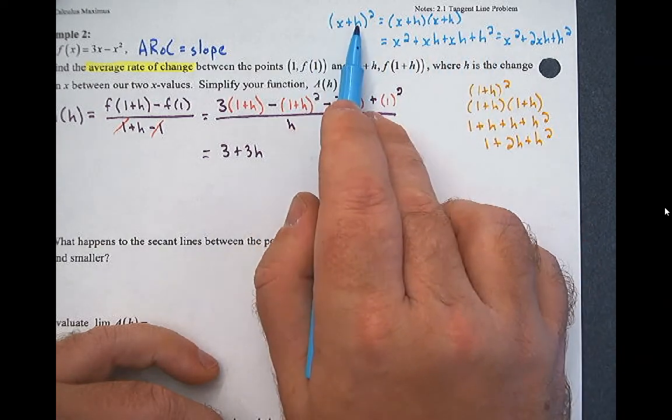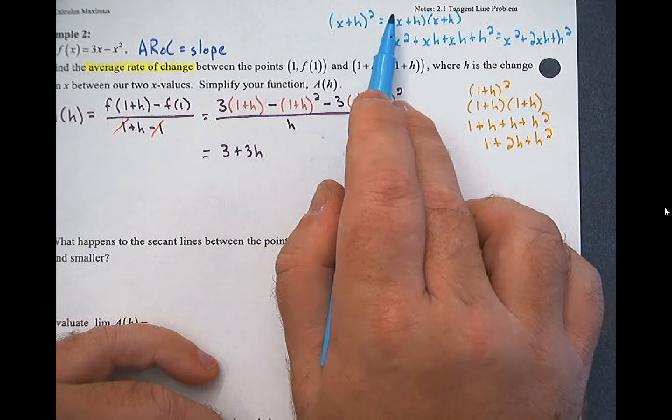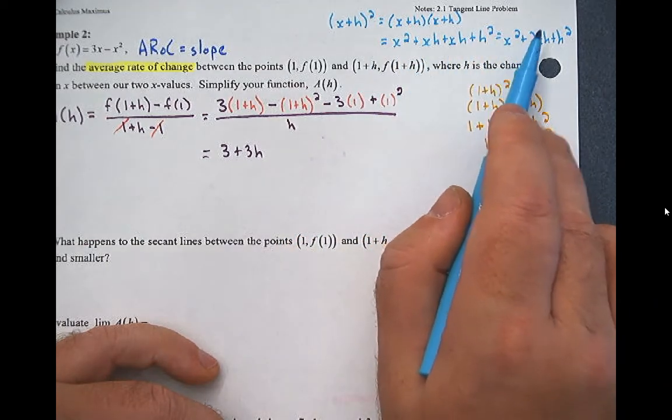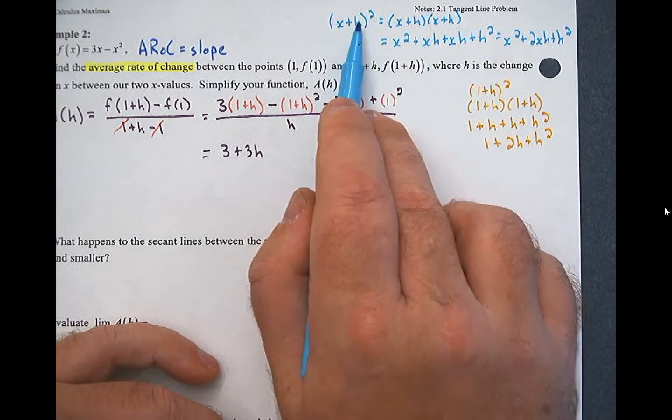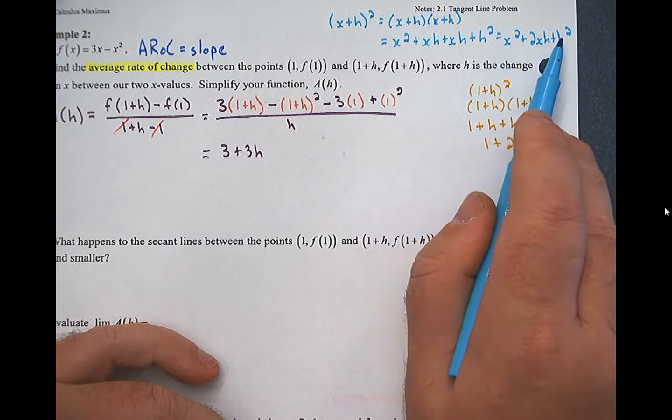Then you're going to do x times h, you're going to times them by each other, and that's going to happen twice. That's why it's 2 of those. And then you're going to get h times h, which is h squared. This is called a 1, 2, 1.